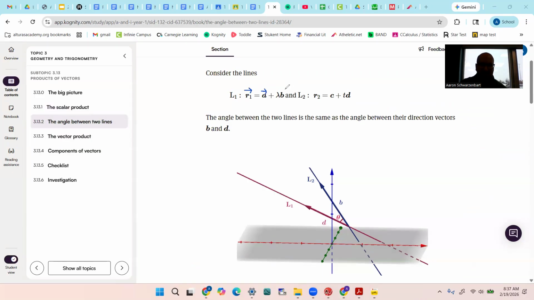The angle between two vectors. Wouldn't there be two angles? Like right here, there's an acute and obtuse angle. I think it's always going to give you the acute one. So what we're going to do is actually find the angle between the two vectors. So if the vectors are this way and it's that, it'll give you the angle between the direction vectors.